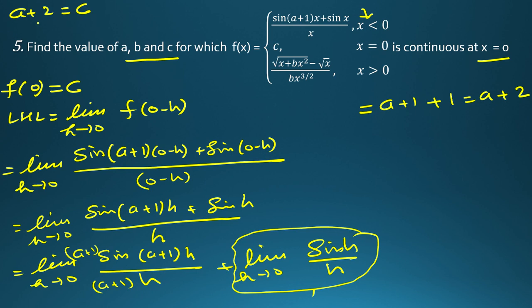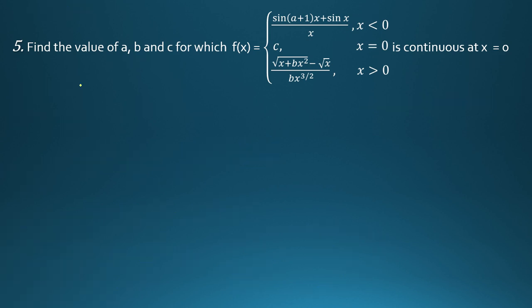Why? Because the function is continuous at x is equal to 0, so LHL will be equal to f(0) and it will be also equal to RHL as well. Okay. So a plus 2 is equal to c, or c is equal to a plus 2 we are getting. Now for RHL. Okay. I am erasing it all so that we can write for RHL also. So one equation was a plus 2 equal to c and f(0) was equal to c. Okay. Now I am trying to find RHL.